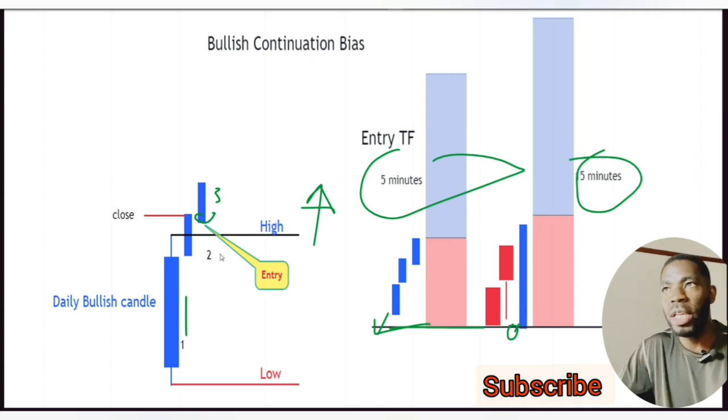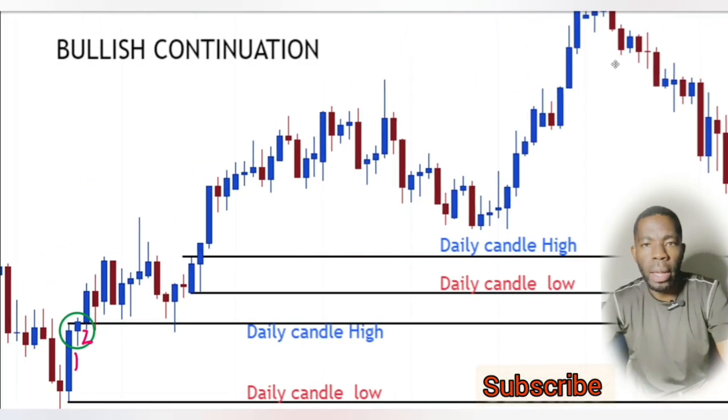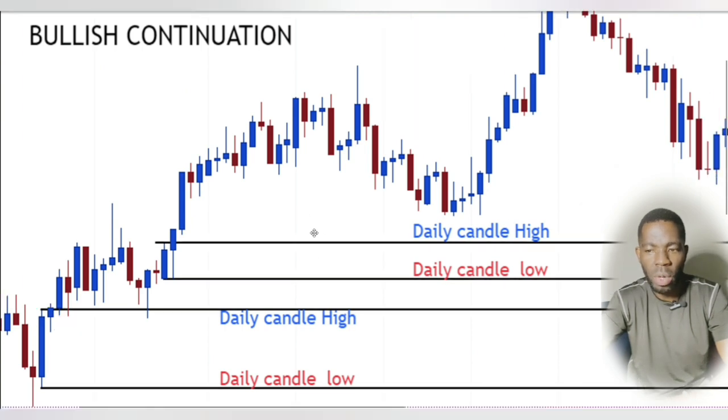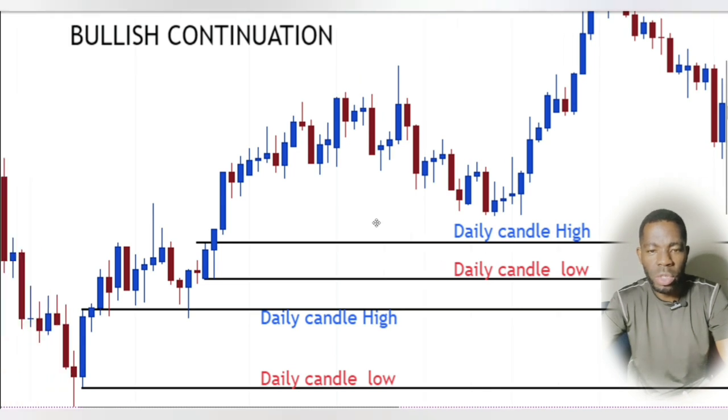All right, I hope that is clear. We are moving on to the next one. Hello guys, so to continue, we are looking at a bullish continuation. Just to illustrate on the real chart, this is how it would look. I just want to mark out some areas for you to see.